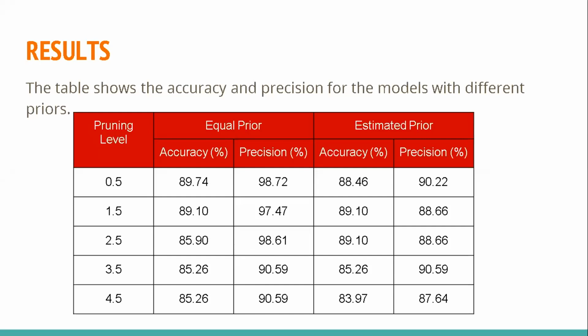Among the models with the equal prior, the models with pruning level 2.5, 3.5, and 4.5 have relatively lower accuracy. Hence, they are excluded from the selection. So the best model that we select is with pruning level 1.5 instead of 0.5 to avoid a complex and overfitting model. So our selection is with pruning level 1.5. Next slide.